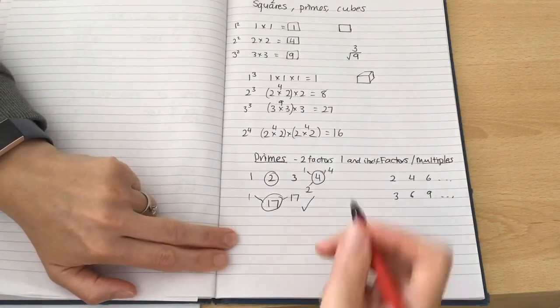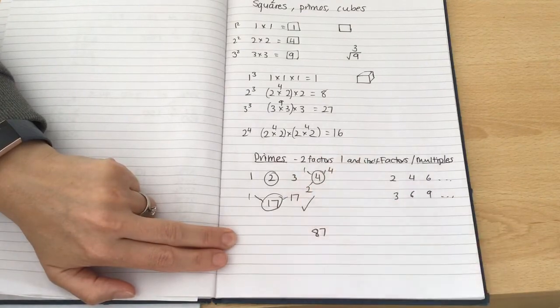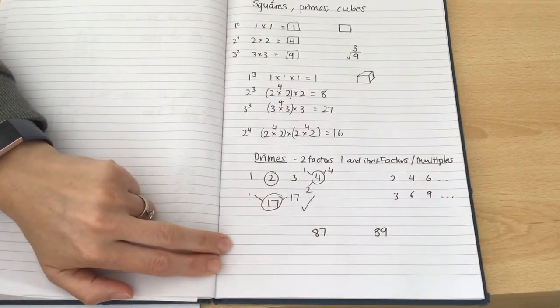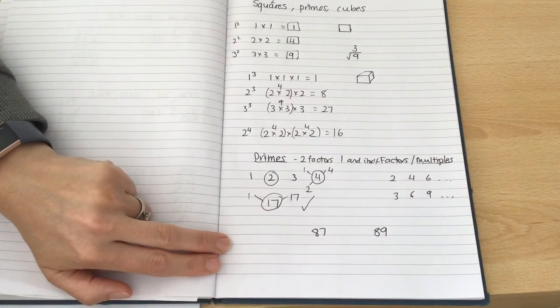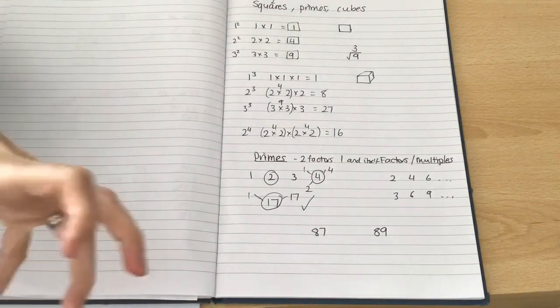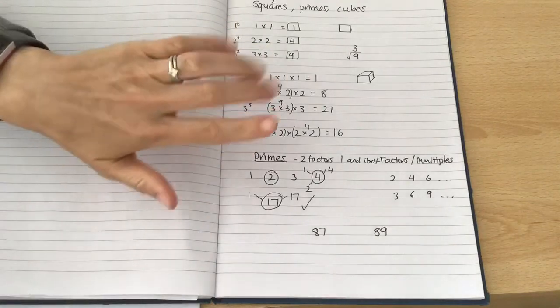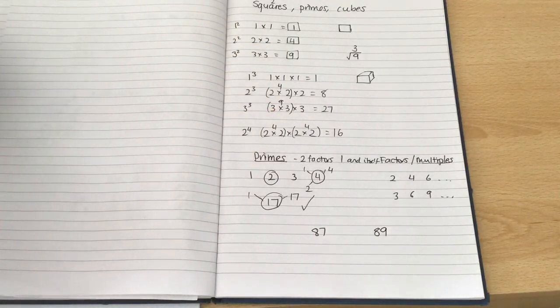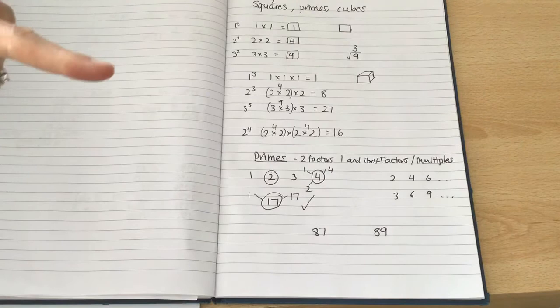It's when we get to numbers like 87, 89. Are any of these prime numbers? The way that we're going to test them, the way that I have taught my class to test them is, I know it's not in the 2s, 4s, 6s, 8s, 10s times tables. I know that it's not in the 5s. So really it is either going to be in the 3s or the 7s or the 9s.